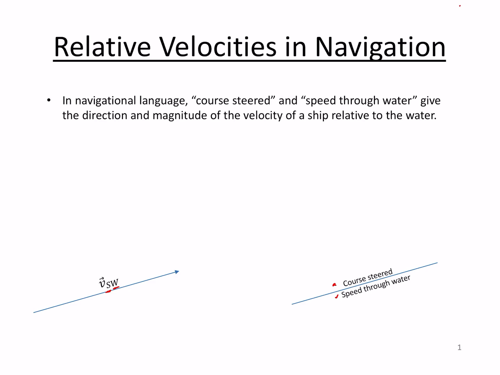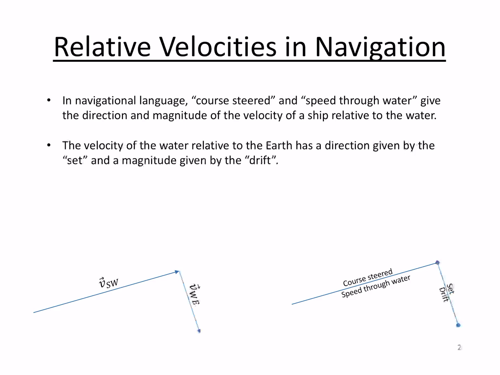You point the ship in a certain direction, you undergo a certain number of turns per minute on your propeller, and you expect to make a certain amount of headway in that direction and at that speed if there is no current. But of course, there tends to be current. And that, as you probably already know from your navigation courses, is referred to in the following way. The current, which is the velocity of water relative to the Earth, has its direction given by the set, and its magnitude given by the drift. In our language here, that's the velocity of the water relative to the Earth, WE.